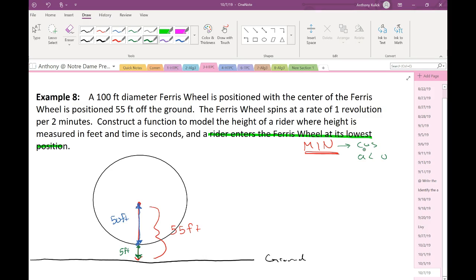Okay. So let's start sorting through this. Sound good to you guys? Okay. Where's the midline for this function going to be? The midline is just going to be through the center of the Ferris wheel. Okay with that?